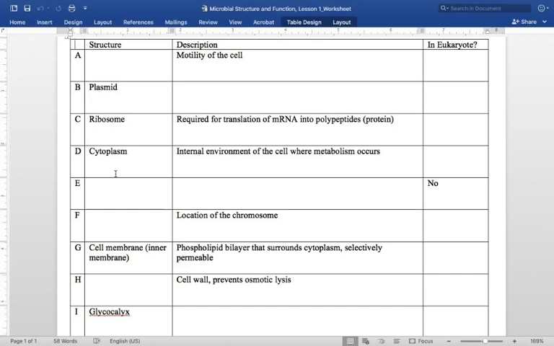Otherwise, this is actually posted on Blackboard. It's microbial structure and function, lesson 1. It's all the way at the bottom of the list. It's just a Word document that you can download, even if you have your computer out now. So go through, try your best to fill in the blanks, and then we'll take a few minutes to cover it. All right? Go ahead.